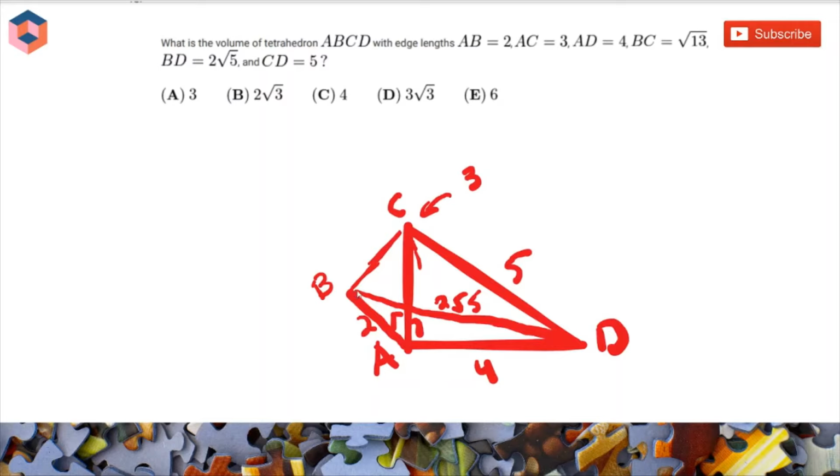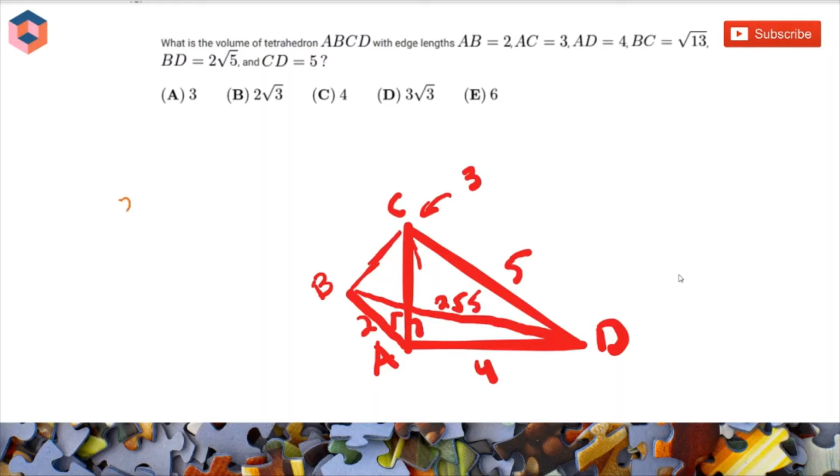And the reason being is that what we notice is that we have 3 right triangles, and finding the volume of a tetrahedron is finding the area of the base and multiplying it by the height and dividing by 3. And this is very easy for us now that we have so many right angles. So the bottom is just a right triangle ABD with legs 2 and 4, and hypotenuse 2 square root 5, and you can double check that if you want.